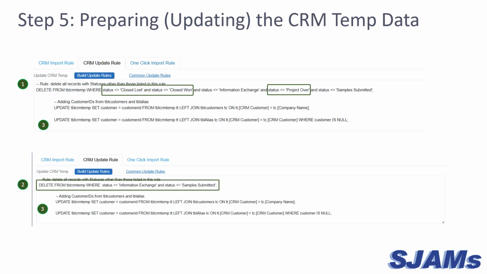Note in Figure 2, the delete statement has been manually edited to remove the status not equal to Closed Lost and status not equal to Closed Won and status not equal to Project Over. Just be careful to follow the same structure of ANDs and single quotation marks. Again, save the rule after you have made the edits. The statements in Figure 3 are just updating the records with the customer ID numbers for customers which are either matching in the customers table or in the alias table. These lines should not be edited.